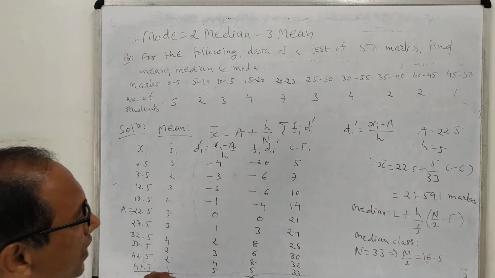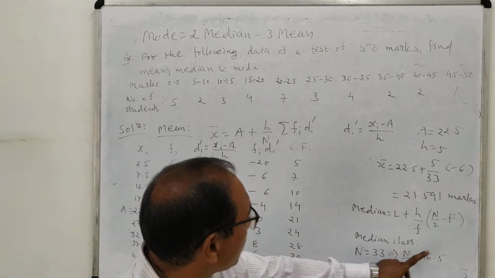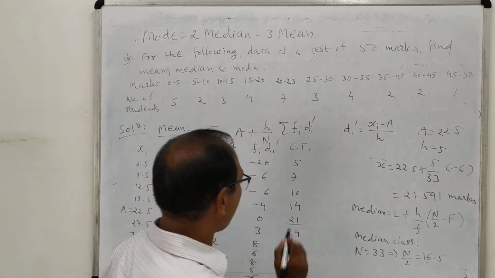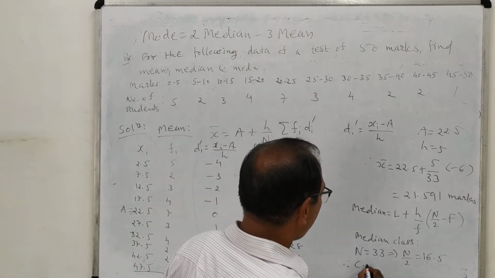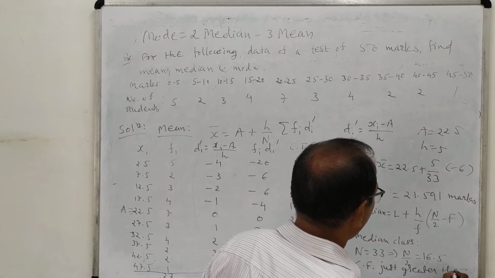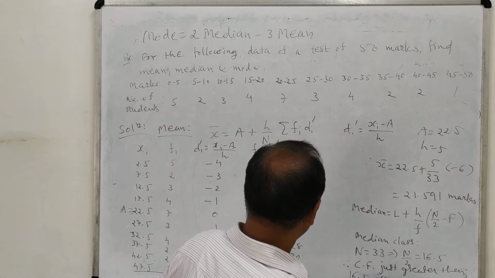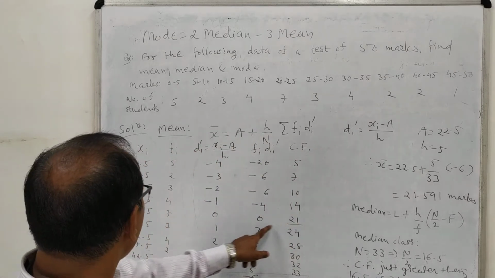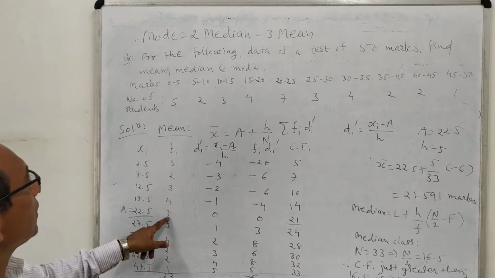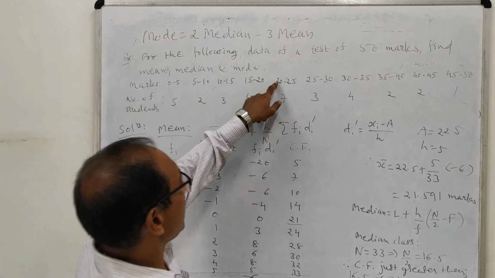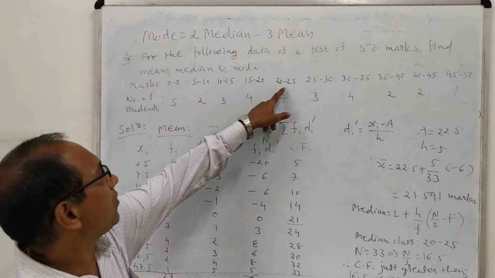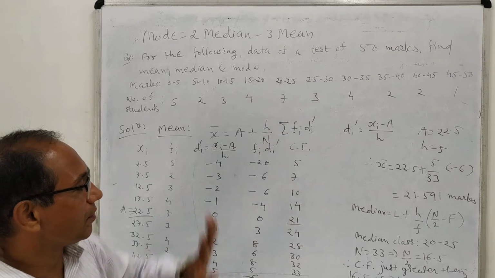So the median class can be obtained by finding capital N, then capital N by 2, then finding the CF just greater than 16.5. That is 21. You can see from this column the corresponding class, 21 is 7, and the corresponding class was 22 25. You can see here 22 25, it is 22.5. Therefore it is taken from this class 22 25.